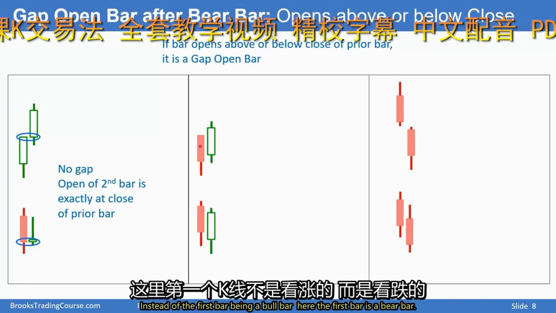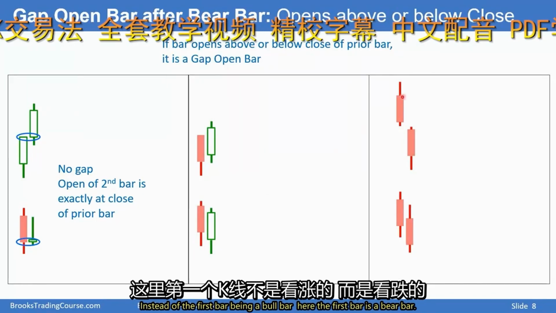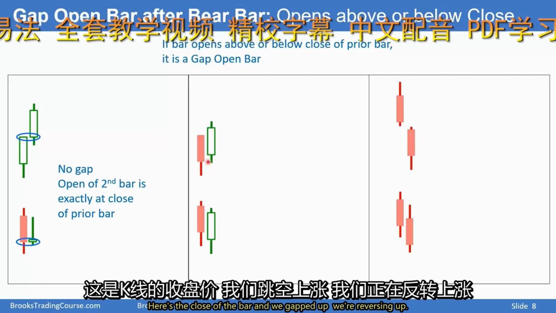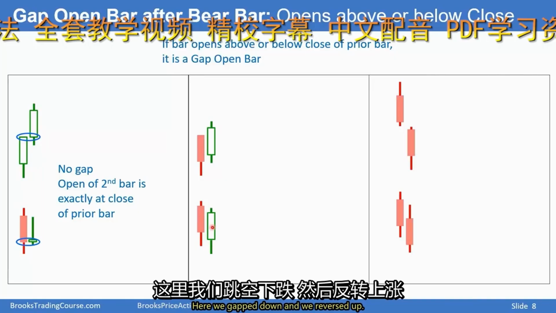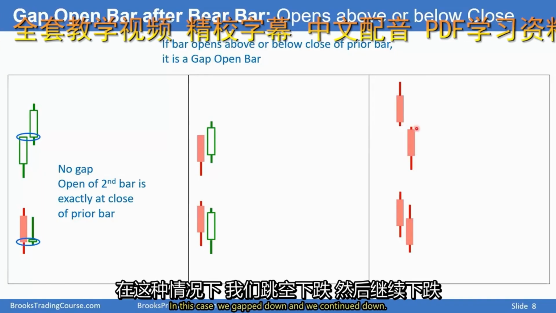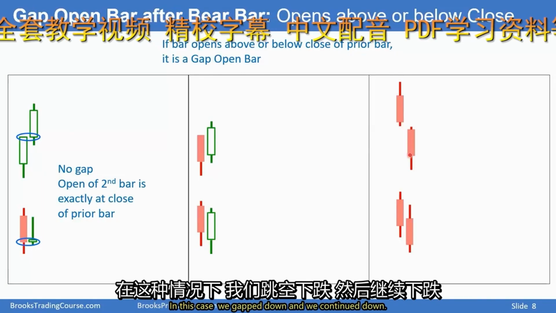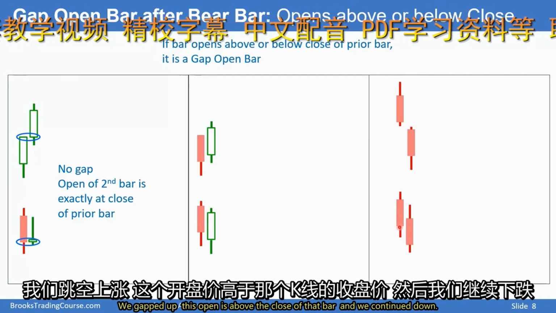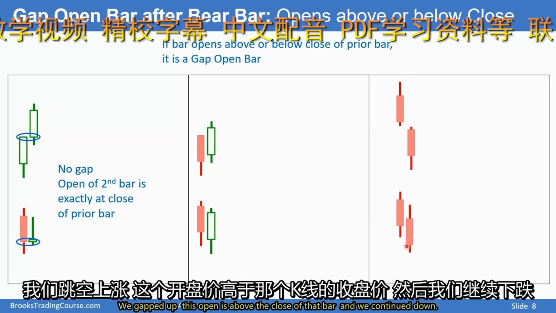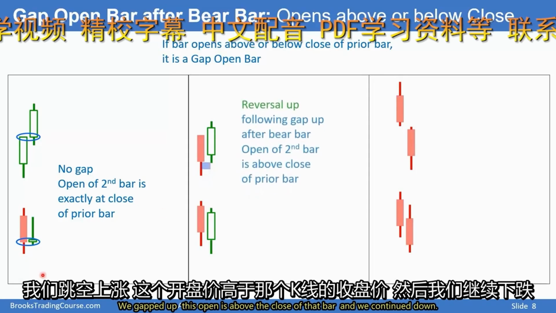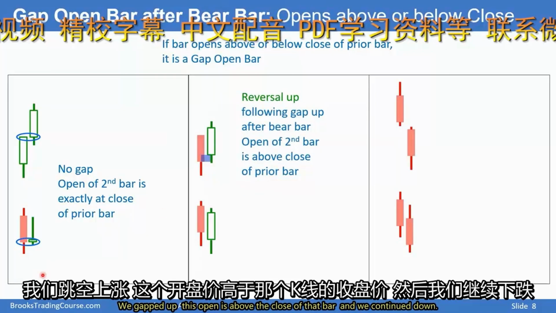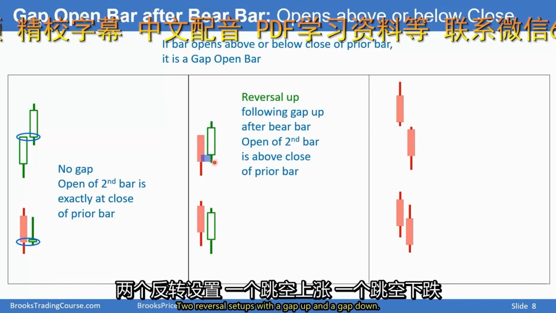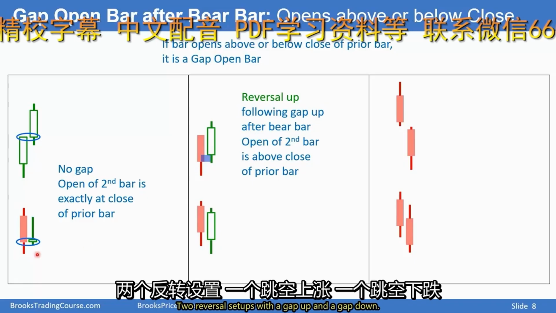Instead of the first bar being a bull bar, here the first bar is a bear bar. Here's the close of the bar, and we gapped up. We're reversing up. Here we gapped down and we reversed up. In this case, we gapped down and we continued down. We gapped up. This open is above the close of that bar, and we continued down. Two reversal setups with a gap up and a gap down.